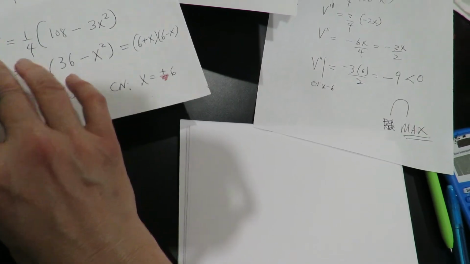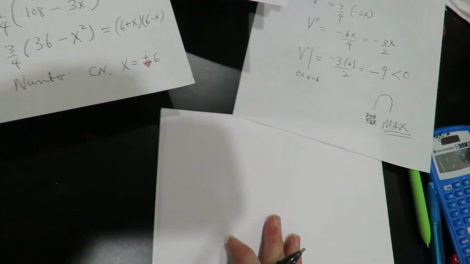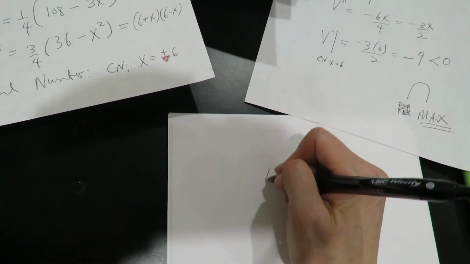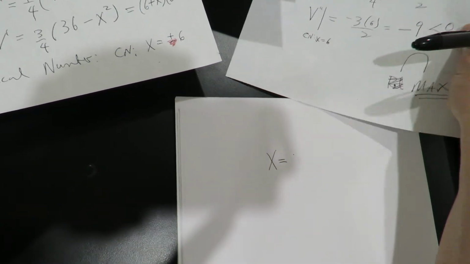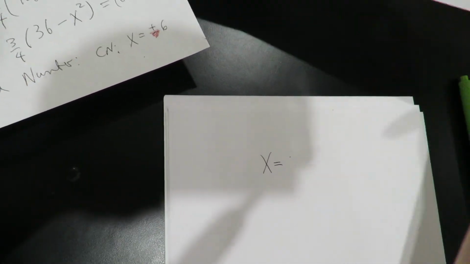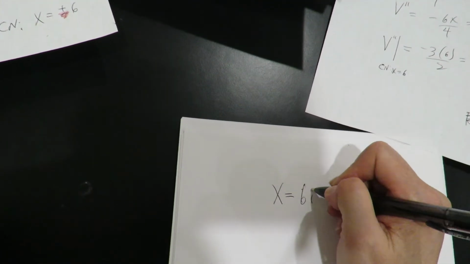The question is, what dimensions will produce a box with maximum volume? We know that x is going to equal, what unit are we in here? Inches. Okay, so x is going to equal 6 inches.